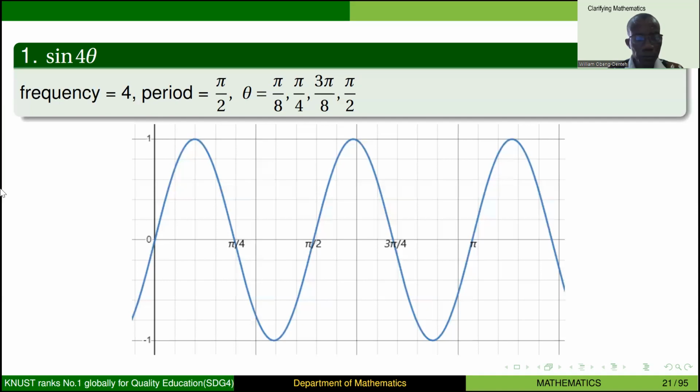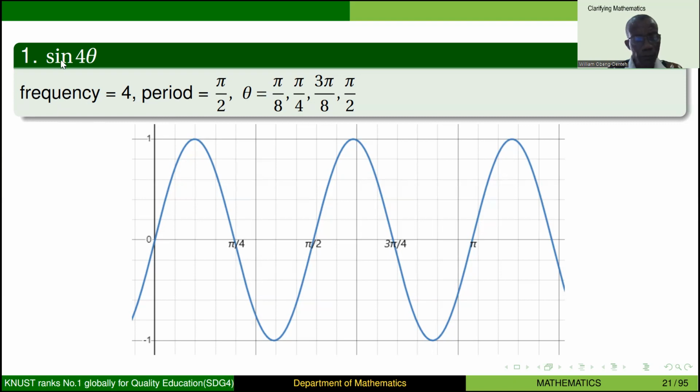If you look at this first one, sine 4 theta, if you look at sine theta, this figure is stretched between 0 and 2 pi. And so that is how we do that. The highest height is 1, and it hovers between -1 and 1 for sine theta. And so this is what we call the amplitude for sine theta.